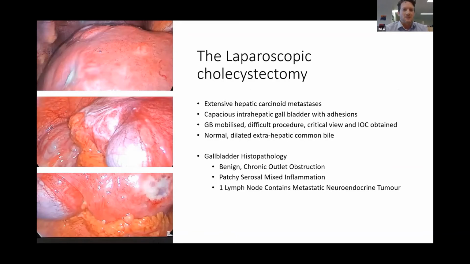So a laparoscopic cholecystectomy was done. There was extensive hepatic carcinoid disease, you can see in the top figure. The gallbladder itself looked largely normal. Some inflammation associated with the liver, and some inflammation of the gallbladder, but it didn't look like a clear case of cholecystitis. The gallbladder was removed, and the histopathology came back describing a benign chronic outlet obstruction with some inflammation of unclear origin. And there was one lymph node there which contained a metastatic neuroendocrine tumour.